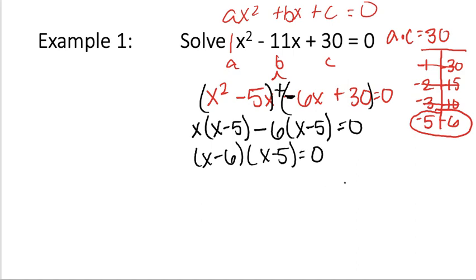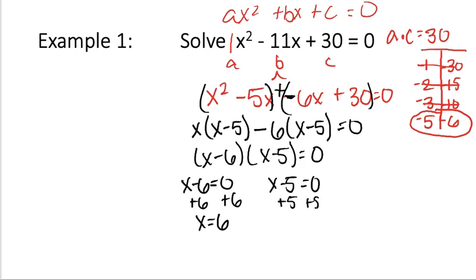Now we've factored it, now we need to solve it. In order to solve it, I need to set each of these two factors equal to 0. We have x minus 6, we set that equal to 0 and solve for x, so we get x is equal to 6. We have x minus 5, we set it equal to 0 and solve for x, so we get x is equal to 5. These are my solutions to the quadratic equation above.